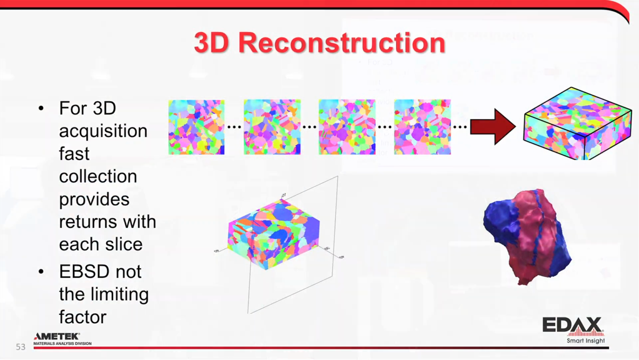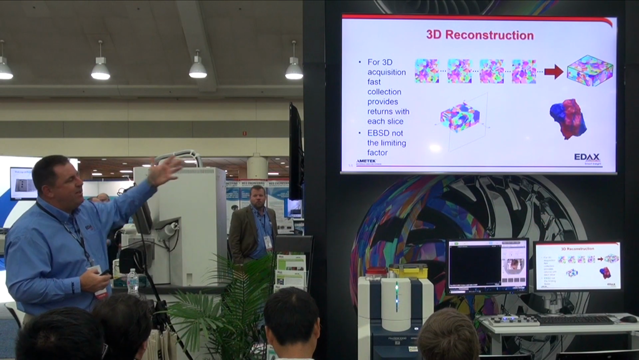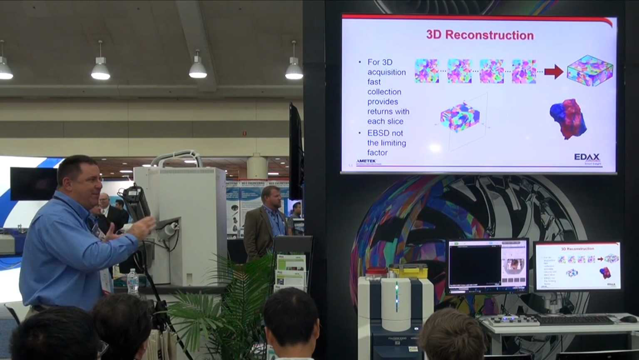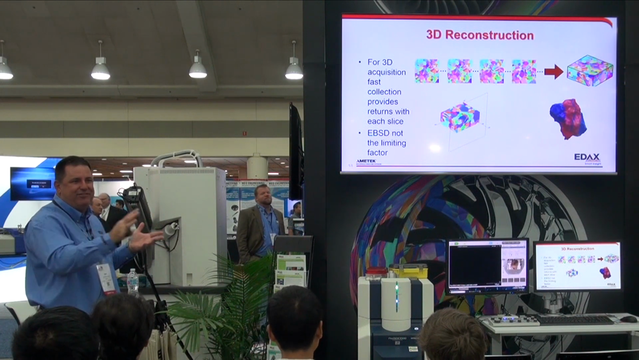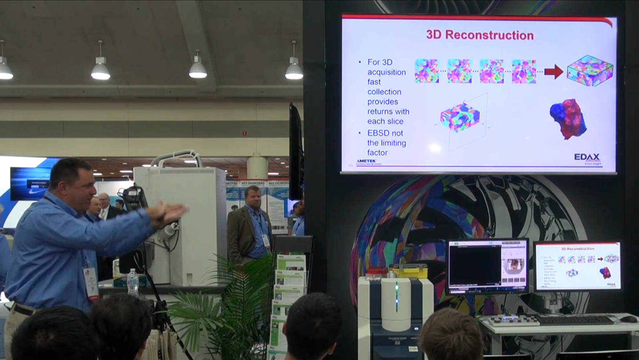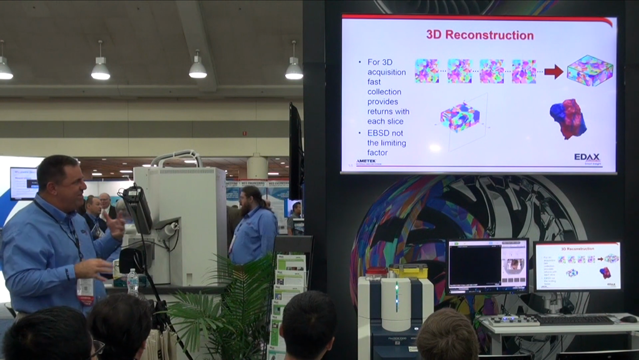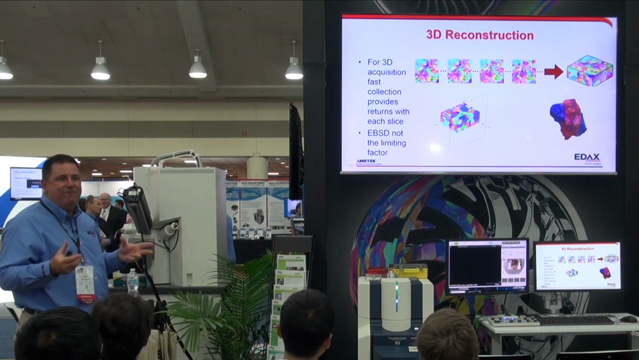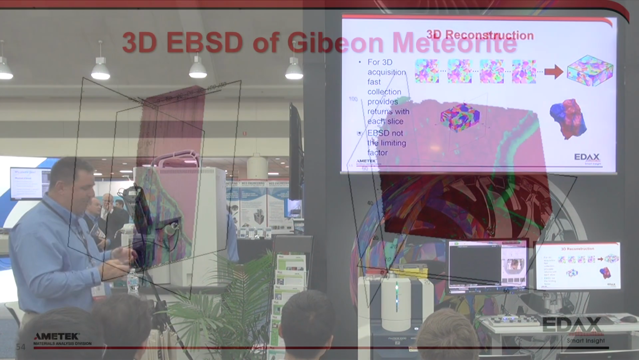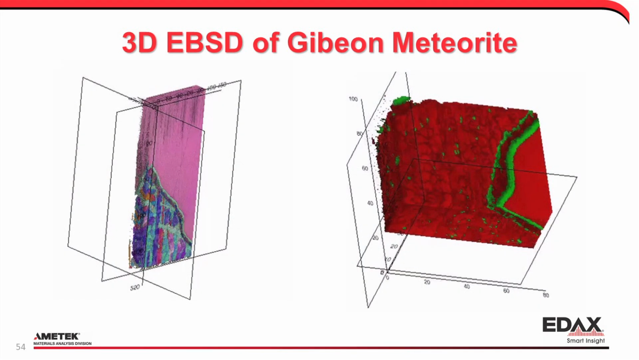The other place where speed's really useful is in 3D acquisition, where you're collecting a slice and then you're cutting something off and collecting another slice and then stacking that up together. As the cameras start to get faster and faster, EBSD becomes not the limiting factor. Of course, on the microscope side, they start to make the cutting faster and faster. So we're always trying to push to say, can we get these data volumes faster than we could 5, 10, 15 years ago? So this is the same meteorite, and the numbers are a little bit scarier.